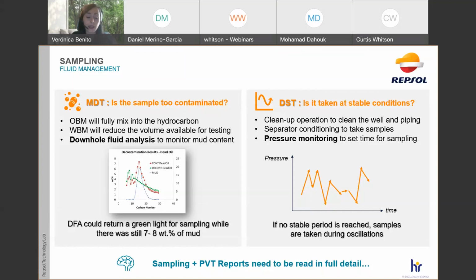The point we want to highlight here is the importance of reviewing the sampling reports and also the PVT reports in detail in order to capture these potential sources of inconsistencies.